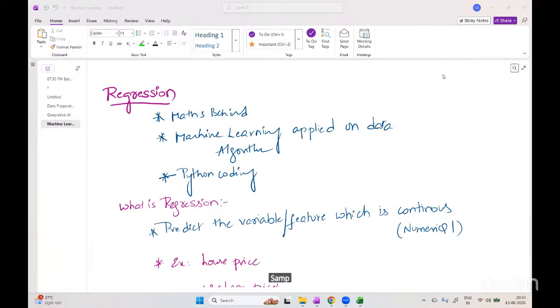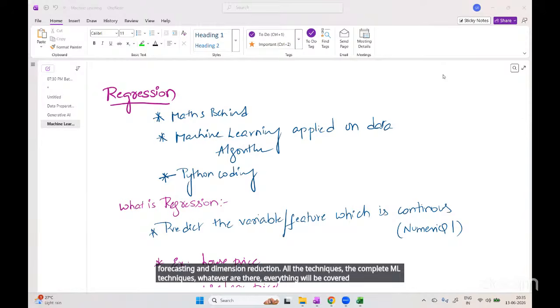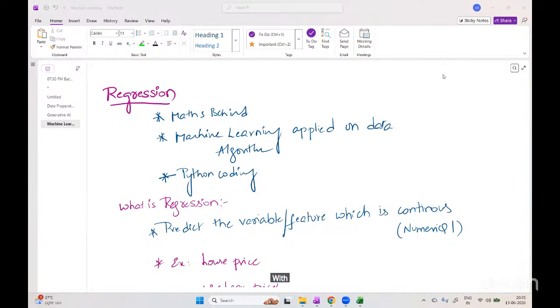Samprit, what will you cover in ML? Regression, classification, clustering, association rules, recommendation engines, forecasting and dimension reduction. All the techniques, the complete ML techniques, whatever are there, everything will be covered with more than 25 plus algorithms. 25 plus algorithms we are going to cover exclusively from ML. Samprit. Done. Next.